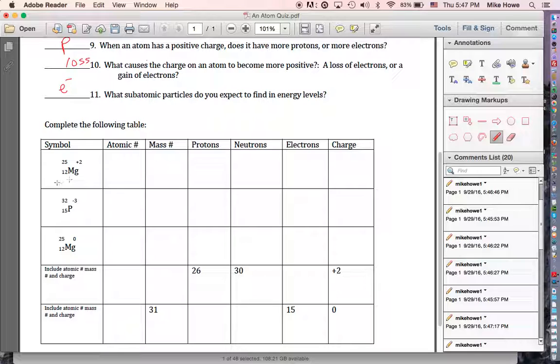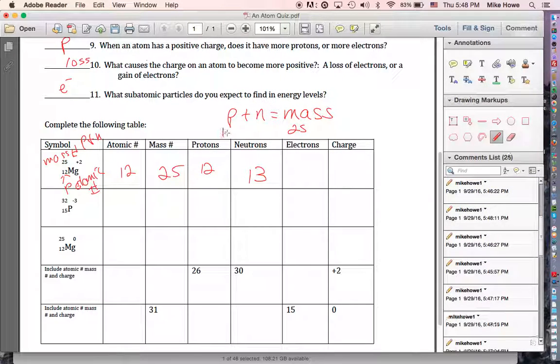So on this little notation you've got here, that's protons. That's called the atomic number. And this is called the mass number up at the top. It includes the protons and the neutrons. So in this case, the atomic number is 12. The mass number is 25. Since the protons and the atomic number mean the same thing, there's 12 protons and then 13 neutrons. We know that because protons plus neutrons equals mass. Well, the mass is 25 in this case. Protons are 12, so 12.